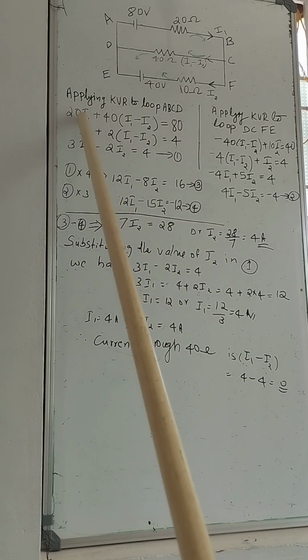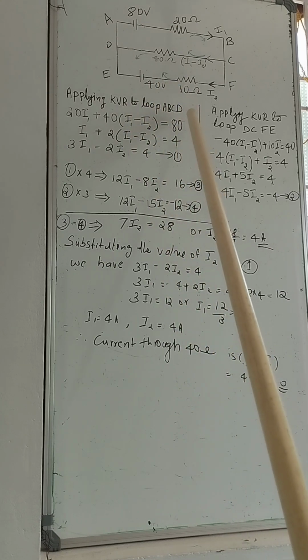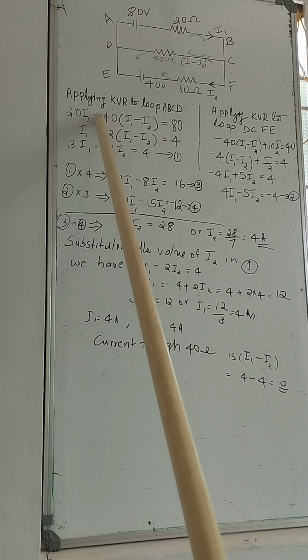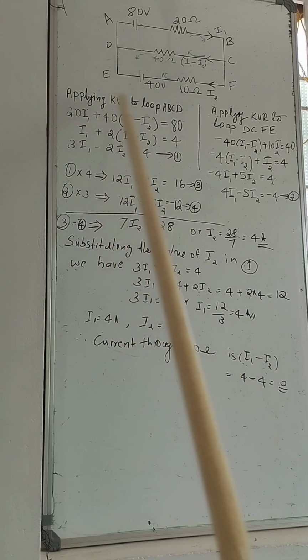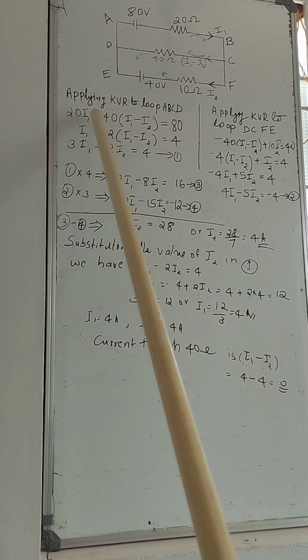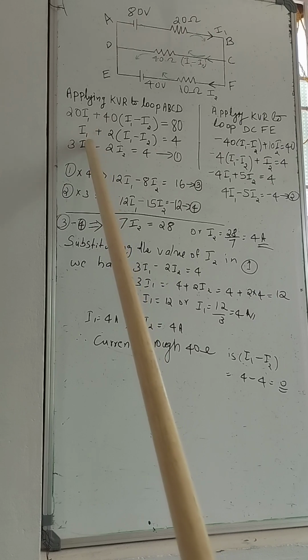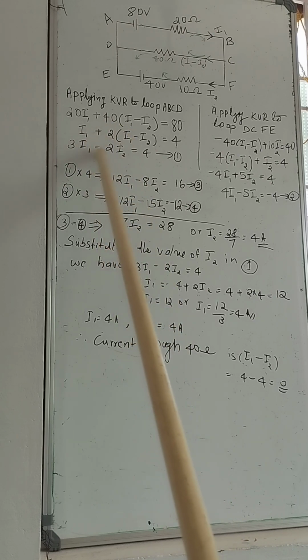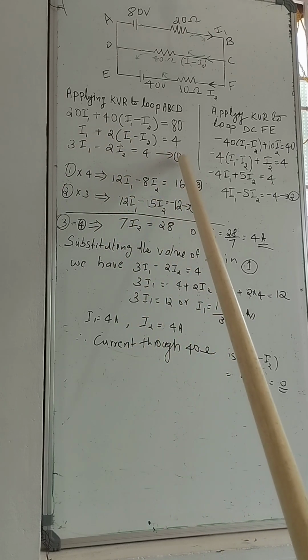is equal to the EMF. That means the algebraic sum of the products of current and resistance is equal to the EMF of that cell. Simplifying and dividing by 20, I1 plus 2 I1 gives 3 I1. So we got equation number 1.